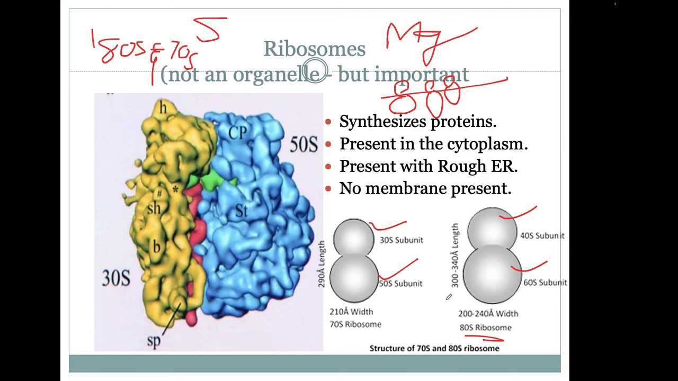Then we go for the ribosomes. This is not an organelle but is very important. These ribosomes are tiny structures, first proposed by Palade in 1955 with electron microscopic observations. They are also known as ergosomes.